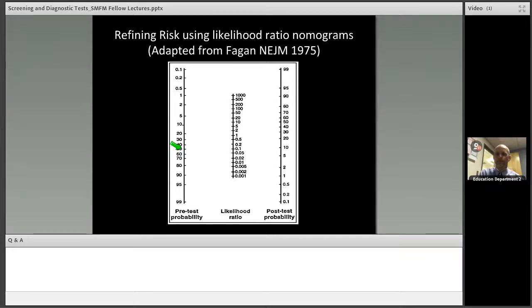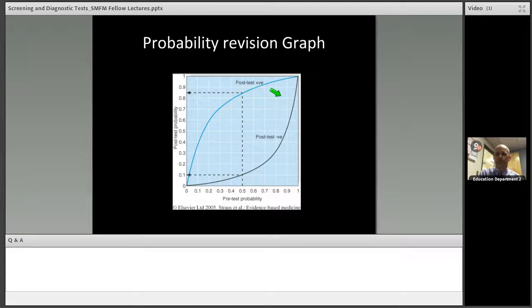So if their initial pre-test probability was, say, 50% of having the condition, and you now have a likelihood ratio of 10, you can just go across this line from 50, draw a line to 10, and then continue across that same line, and now their post-test probability is 90% for having the condition. So that's another way of using these likelihood ratios in adjusting post-test probability.